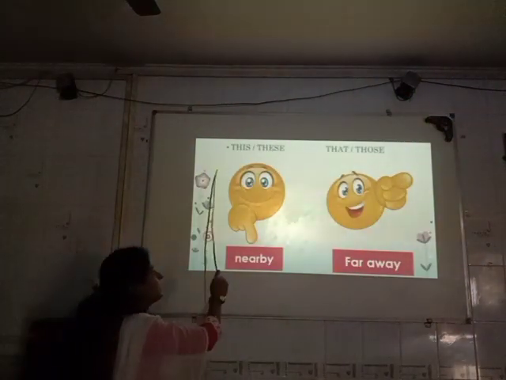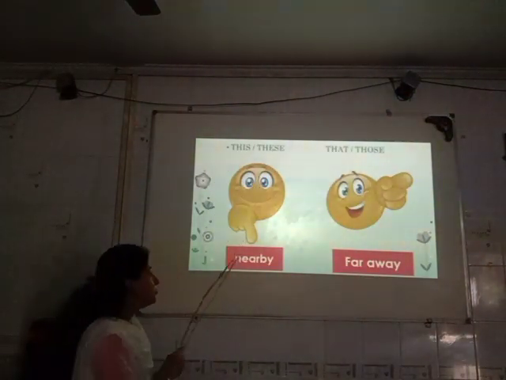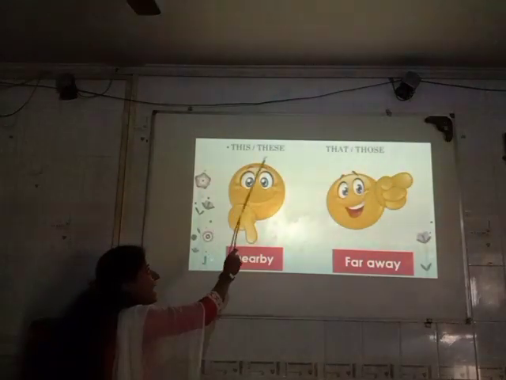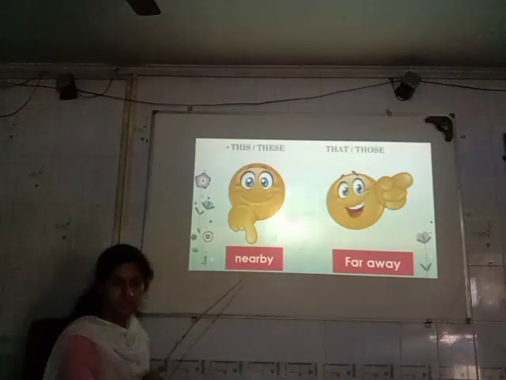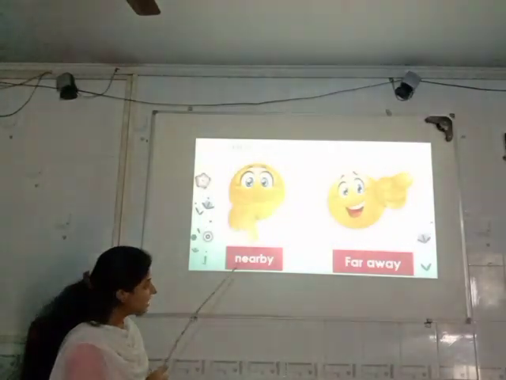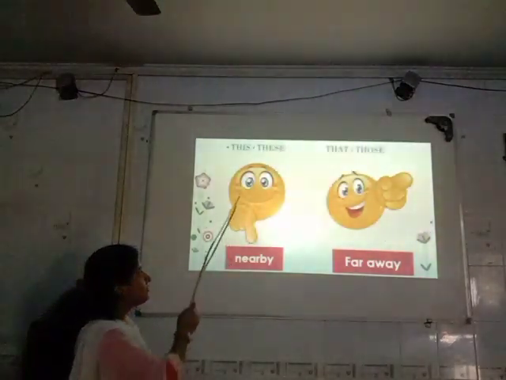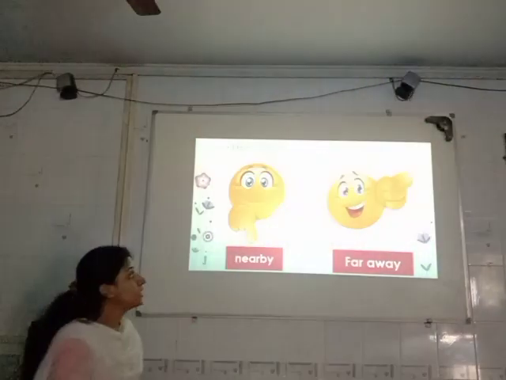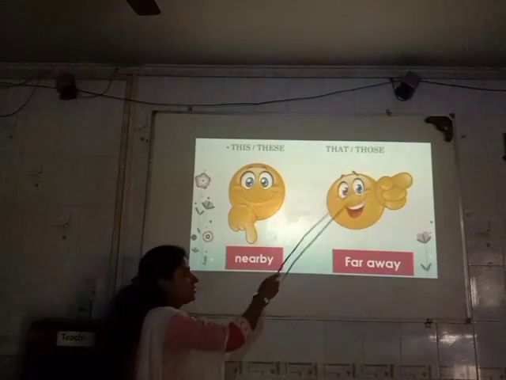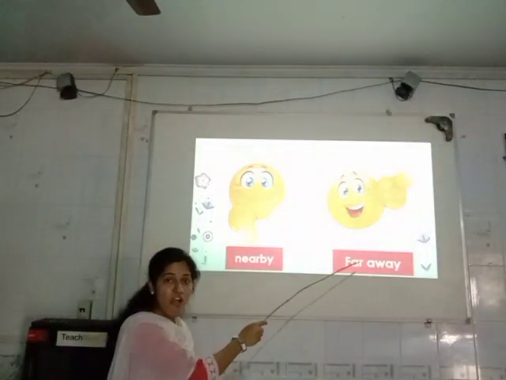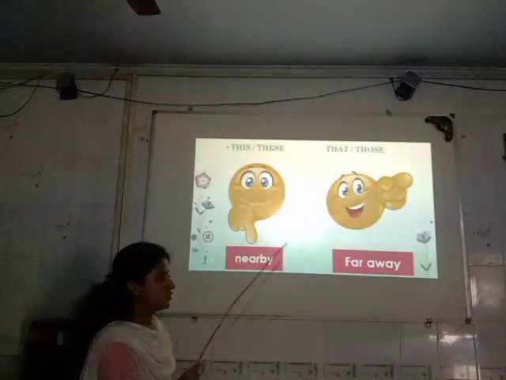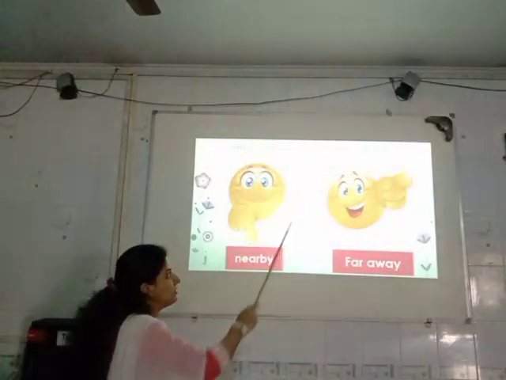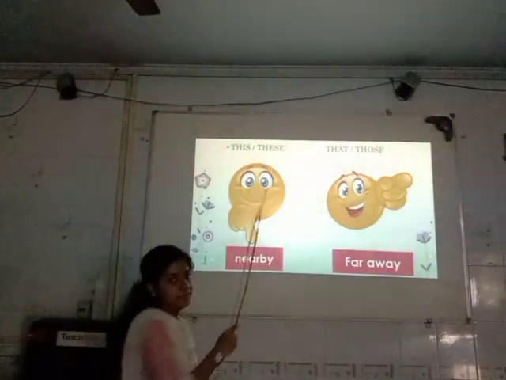Now see, this and these we use when it is nearby. We use this and these when it is near to us. When the things are near to us, what must we use? This and these. Then we use that and those for the things which are far away. So what do we use when the things are far away from us? We use that and those.